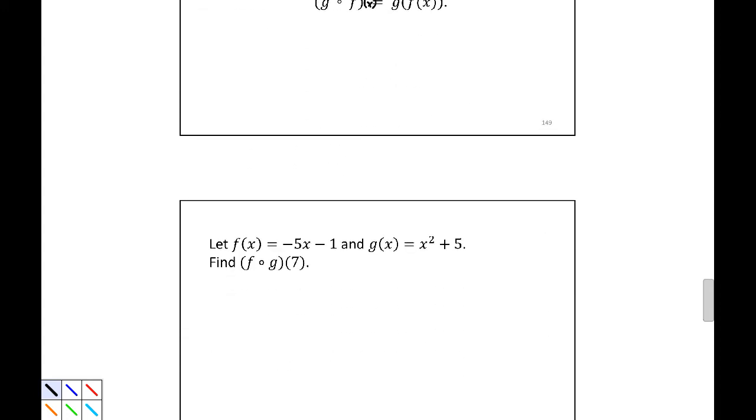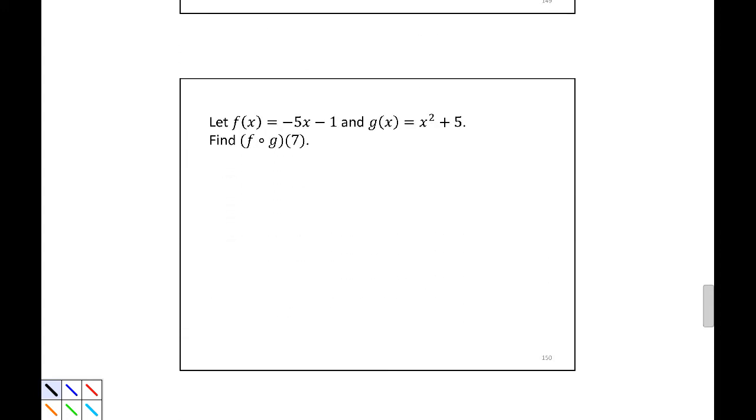All right, so let's look at a couple of examples here. Let f of x equal negative 5x minus 1, and g of x equal x squared plus 5. Find f of g of 7. Now, by definition, f of g of 7 is f of g of 7. Just by definition, that's what it is. F of, and then g of 7. So we're going to go ahead and find, I'm going to do this. Let's find what g of 7 is.